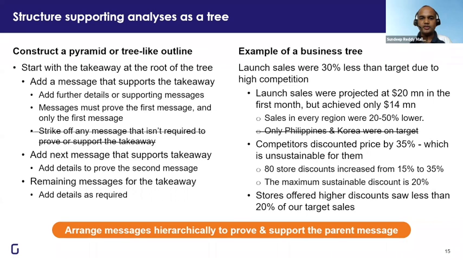Competitors discounted their prices heavily to match our launch. So there were stores that were discounting at 15 to 35%, but we couldn't match those discounts because 20% was the sustainable discount that we had planned for. Higher discounts were not possible. And stores offering higher discounts were not able to generate incremental sales. So that's how you narrate that entire story, keeping a very crisp message in mind.